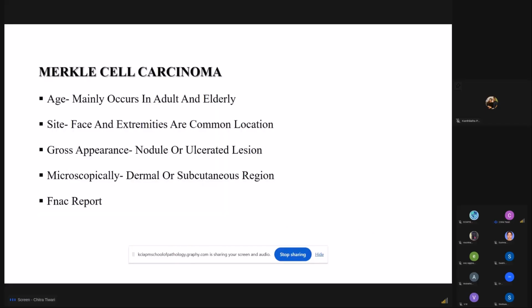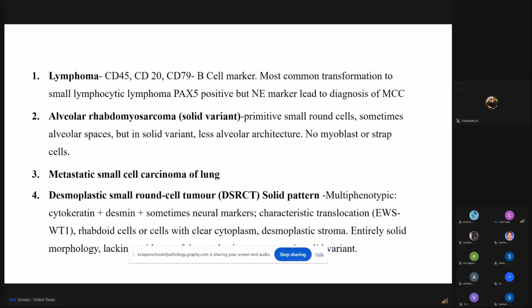So my diagnosis is Merkel cell carcinoma. The points favoring my diagnosis are the age, as it mainly occurs in adults and the elderly. The site is face and extremities; in our case, it was extremities. The gross appearance can be nodulated or ulcerated lesions. Microscopically, dermal or subcutaneous regions, and we also had the FNAC report. My differentials were lymphoma, alveolar rhabdomyosarcoma solid variant, metastatic small cell lung carcinoma, and desmoplastic small round cell tumors.